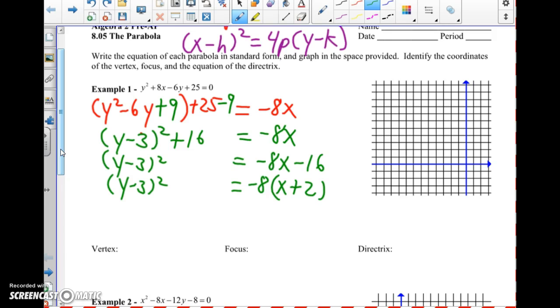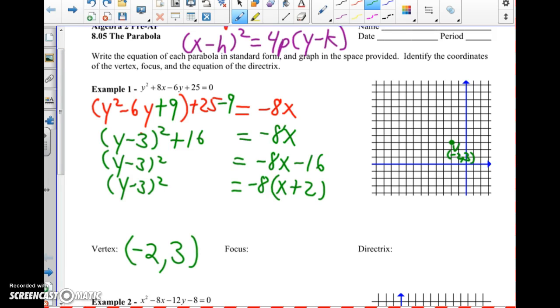Because what does it take to get out of the parentheses? The opposite, right? So negative 2 for x and positive 3 for y. Makes sense? That's the vertex. Now you got your vertex. As soon as you get your vertex, you put that on the graph. So go to negative 2 and positive 1, 2, 3 and put your point on the graph. That's my vertex right there.